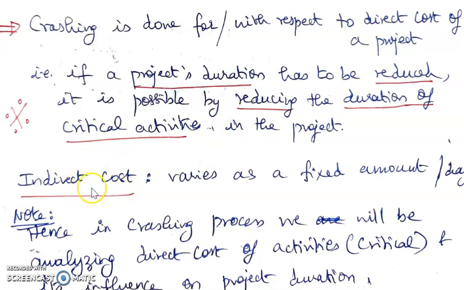Now, what about indirect cost? Indirect cost varies as a fixed amount per day. It does not contribute much to the individual activities, but rather to the overall project. So in the crashing process, we will only be targeting the direct cost and not the indirect cost. Finally, for calculating total cost, we will incorporate indirect cost as a fixed amount per day. This is what is shown in this slide.